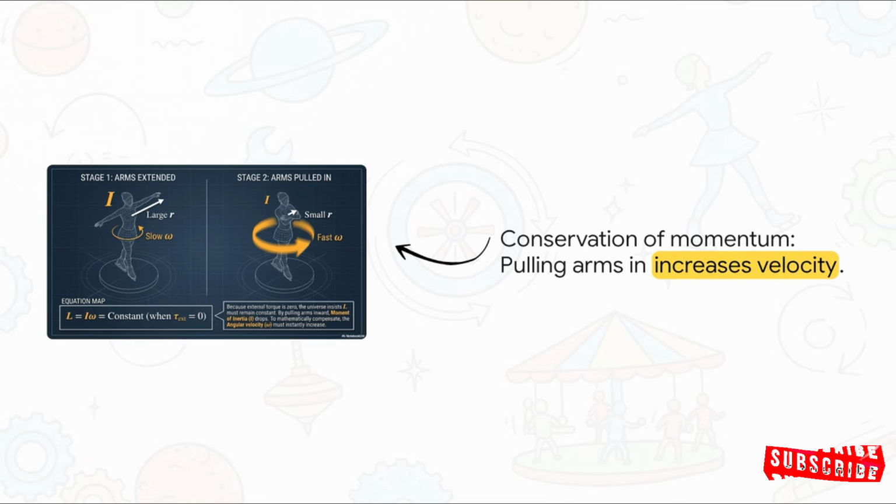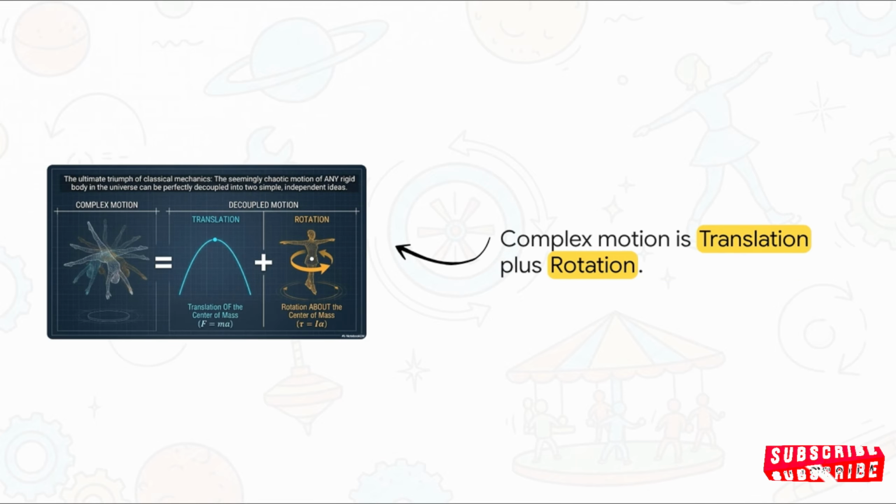So what happens when she pulls her arms inward? Well, her radius drops, which means her moment of inertia drops significantly. But because L must stay constant, the universe insists mathematically that her angular velocity omega has to instantly increase to compensate. She spins faster without any extra push. How cool is that?